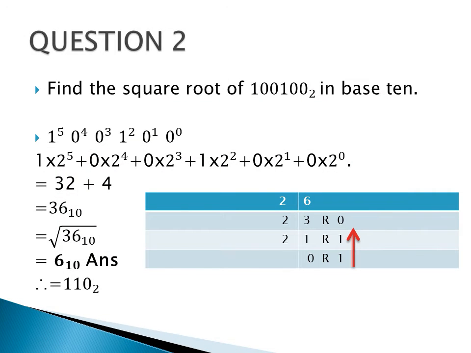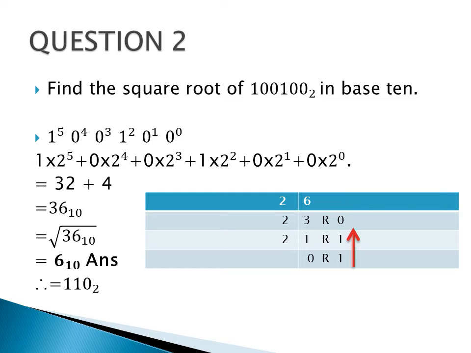The question says we should find the square root of 1010 base 2 in base 10. So this is just to convert to base 10. Now to convert to base 10, you need to write the numbers raised to the power of each number on top. Starting from 0, we have 0. The second one we have 1. The 1 will be 2. The 0 will be 3. The 0 will be 4. The next value, which is 1, is going to be 5.